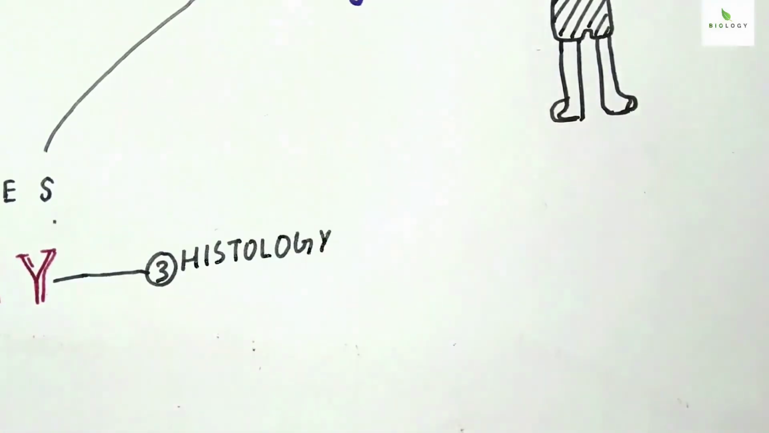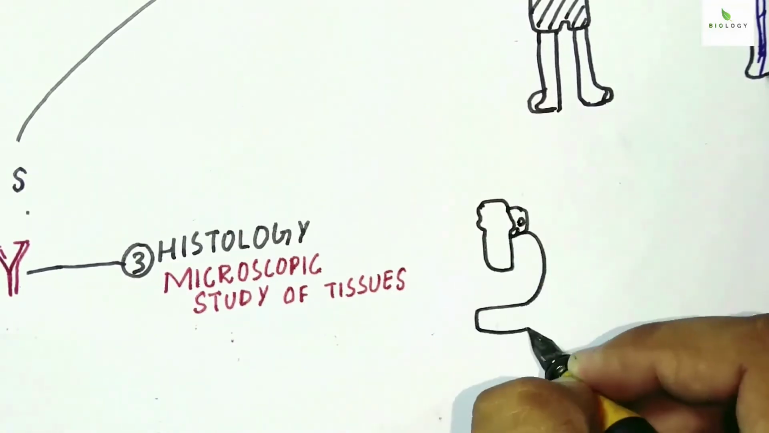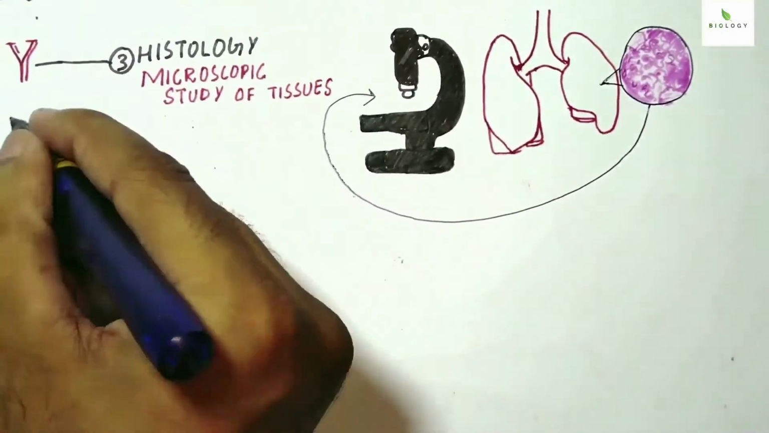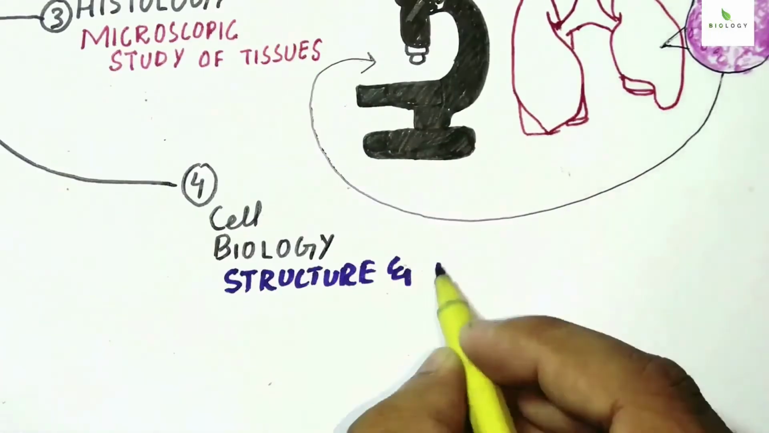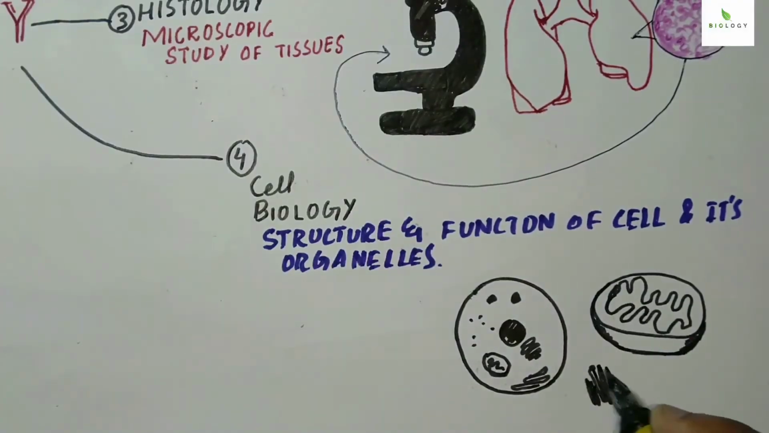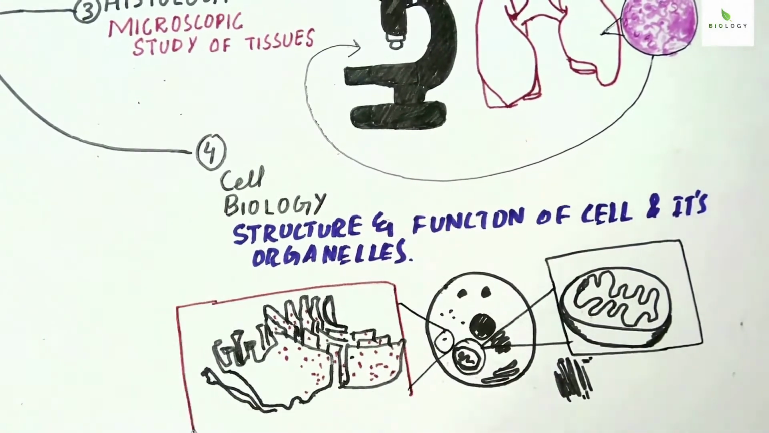Histology. Histology is also known as microanatomy or microscopic anatomy. In this branch of the biology, we study the tissues under microscope. Cell biology. This branch of the biology deals with the study of cell division. The study of the structures and functions of the cell and cell organelles is known as cell biology.